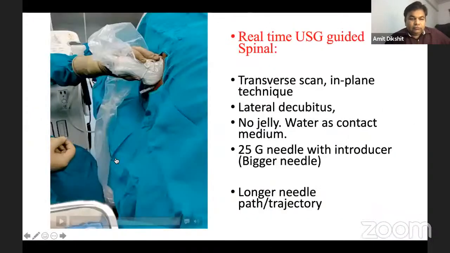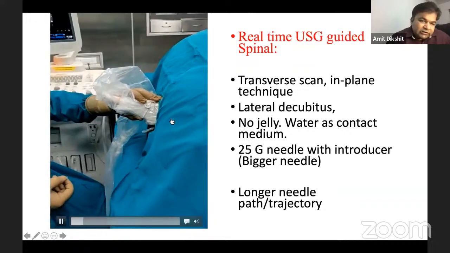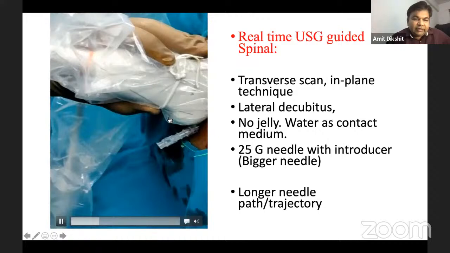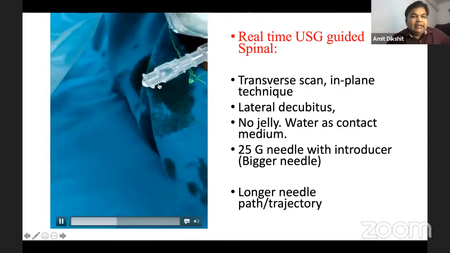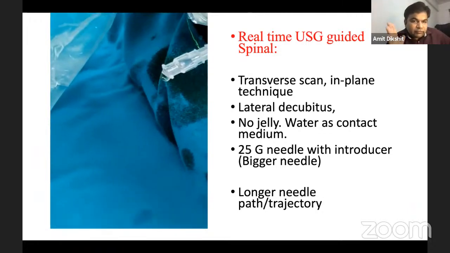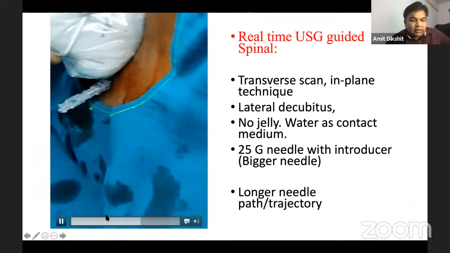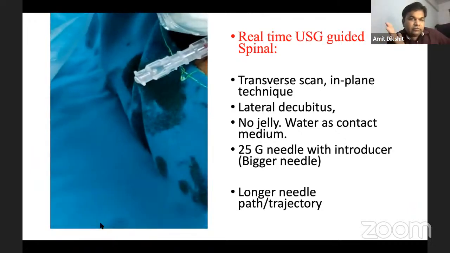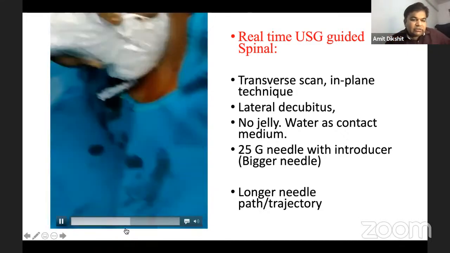And so our journey with real-time ultrasound also started with in-plane technique. And what we have found is even in a lateral decubitus position, when we place a curvilinear probe and we do in plane, it may not be exactly at the 90 degree angle. Most of the time the ultrasound either has a caudal tilt or cephalad tilt, most of the time a cephalad tilt of 10 degrees. And therefore in-plane needling becomes challenging.